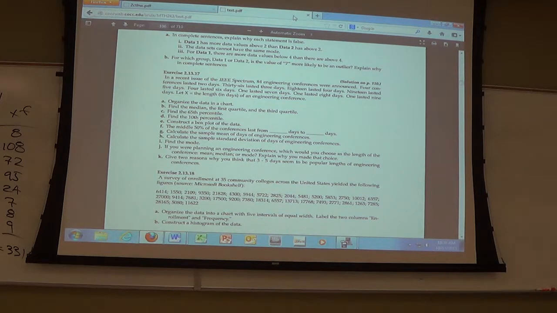So how do we find the average then? Divided by how many conferences there are. It's average days per conference. So you have to divide by how many conferences there are. So for the average, you're going to do the sum of the XFs divided by the sum of the Fs, which is 331 days per 84 conferences.